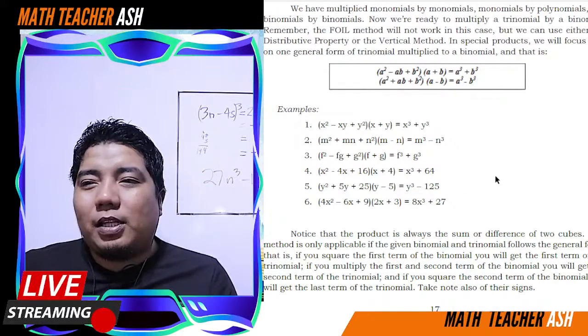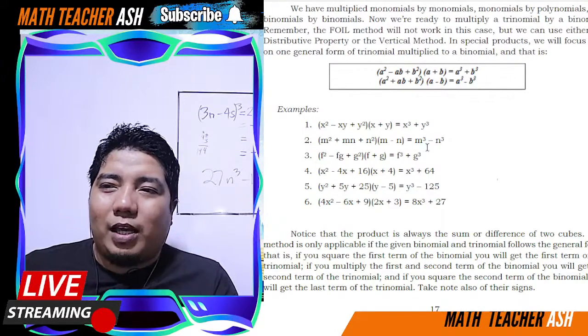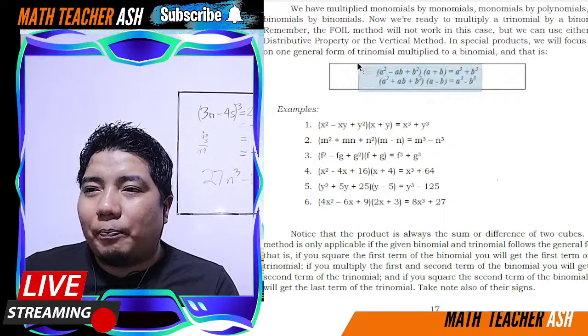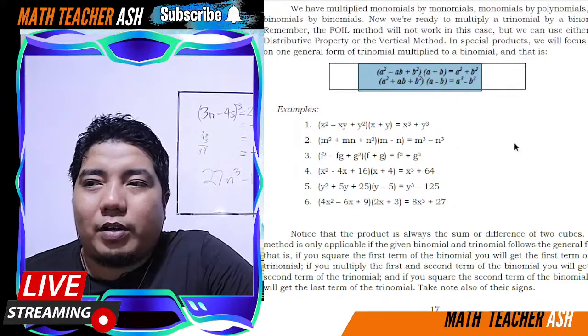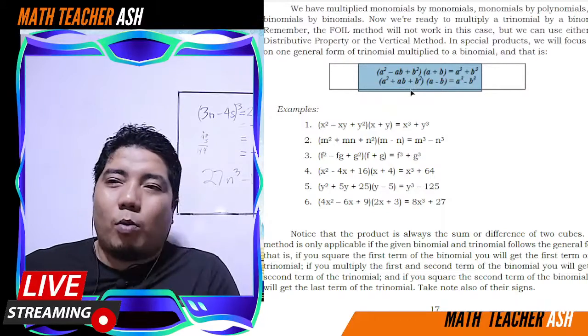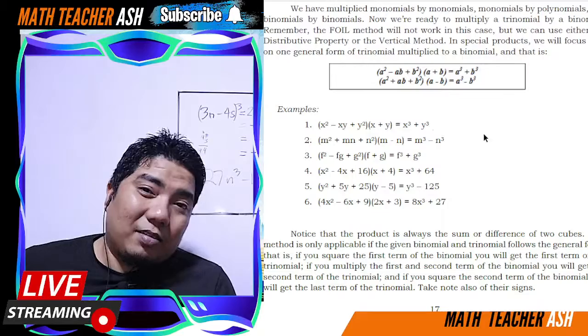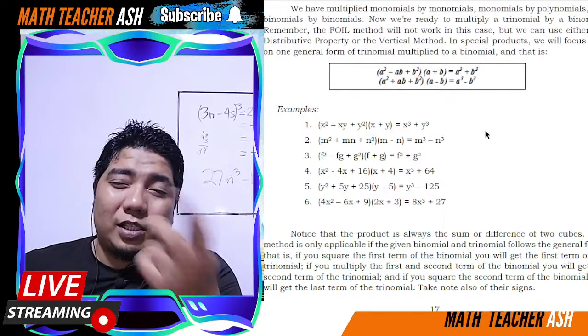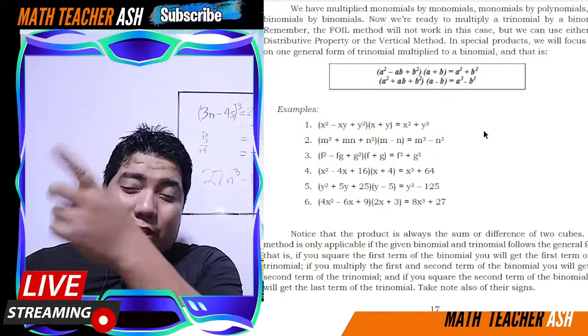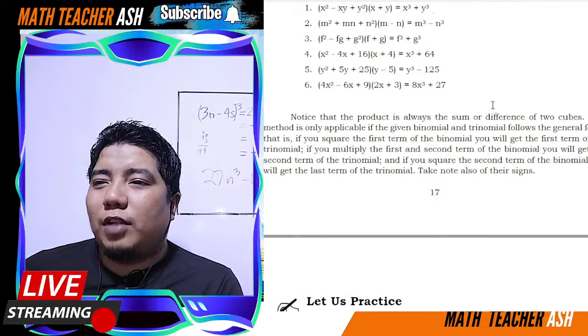But remember, my dear math learners, this is only if and only if kapag nakaganito ang given. Or ganito ang sign niya tsaka yung pagkakakompose ng trinomial. Because if it's not, then what you can do is you just apply what we have learned earlier, yung distributive property to each of the terms.